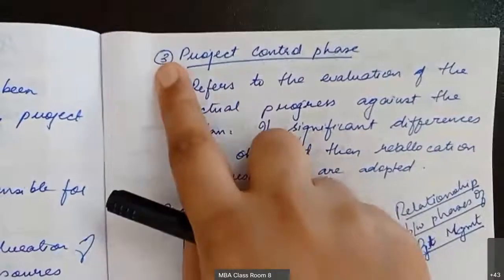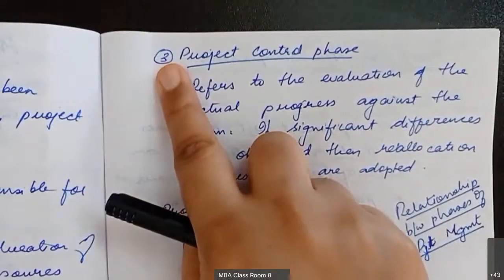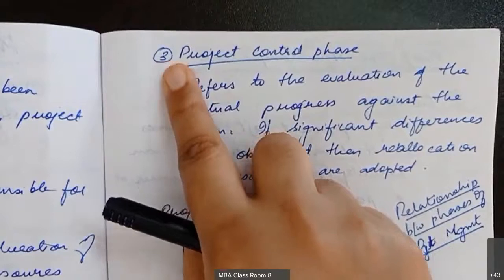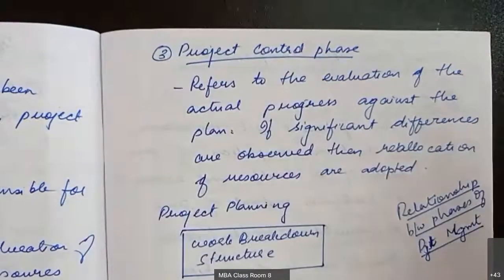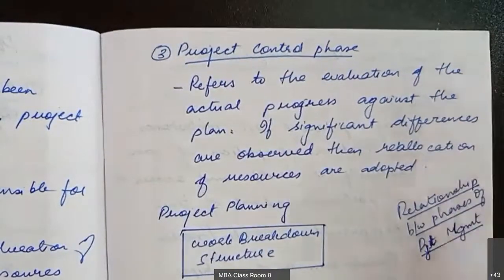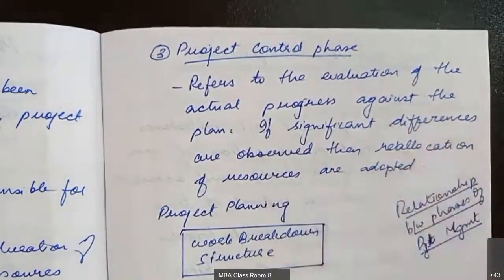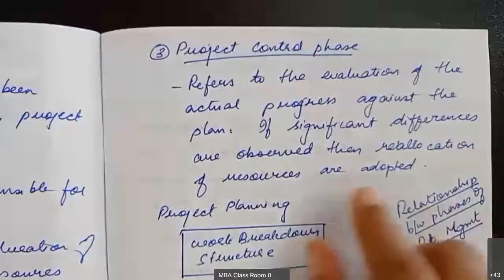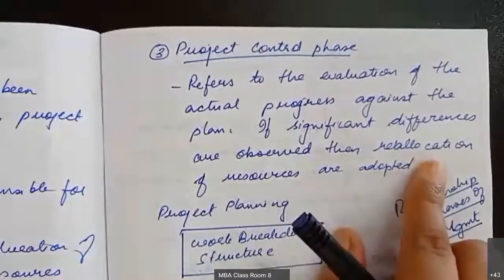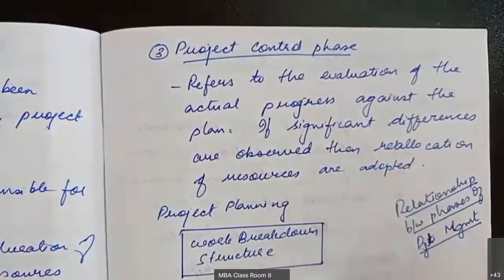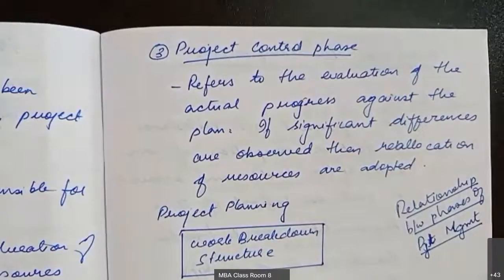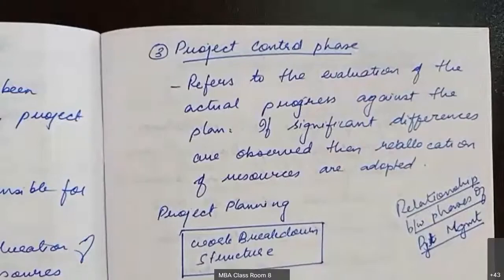So the third phase means we are going to check whether the plan and the actual reality of the project go almost the same. If there are significant differences between the plan and the actual progress of the project, then we go for reallocation of the resources for the next part of the project. Clear? So those are the three phases of project management.